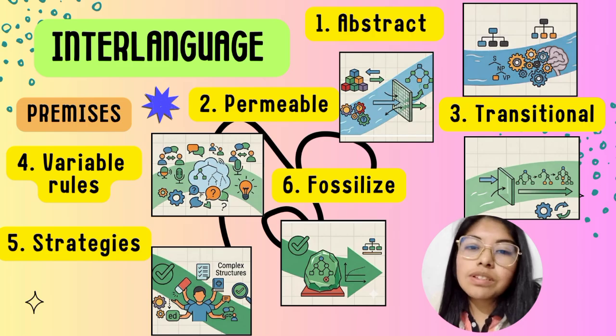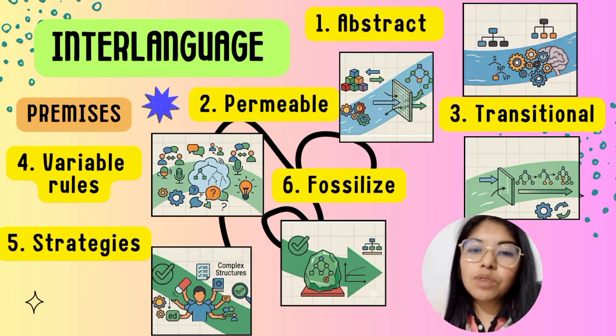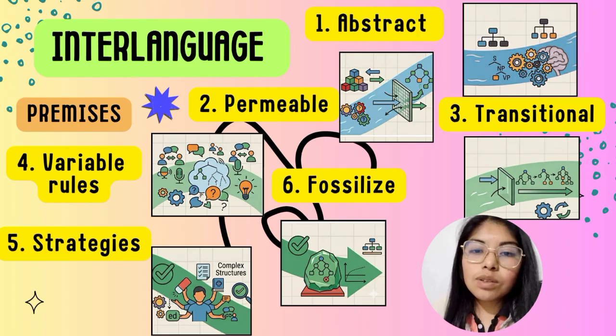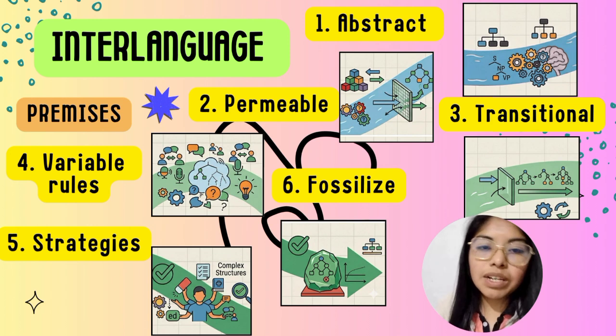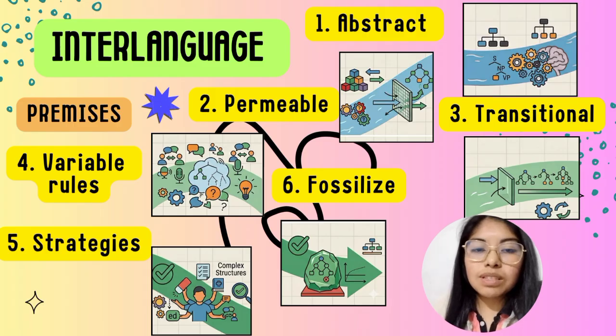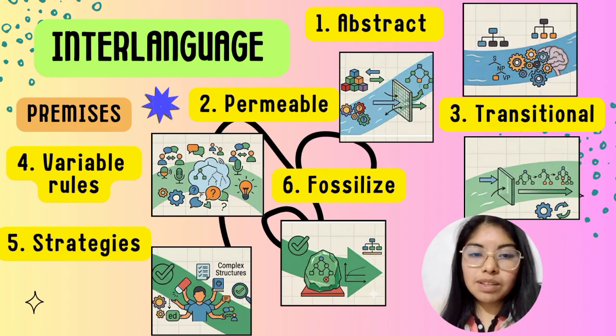What is interlanguage? Interlanguage is the construction of a system between L1 and L2, and it has six premises. The first is abstract, which refers to the learner having a mental grammar in his or her mind. The second is permeable. It's open to being influenced by L1 or L2. And the third one is transitional. It can change over time from a basic level to an advanced level.